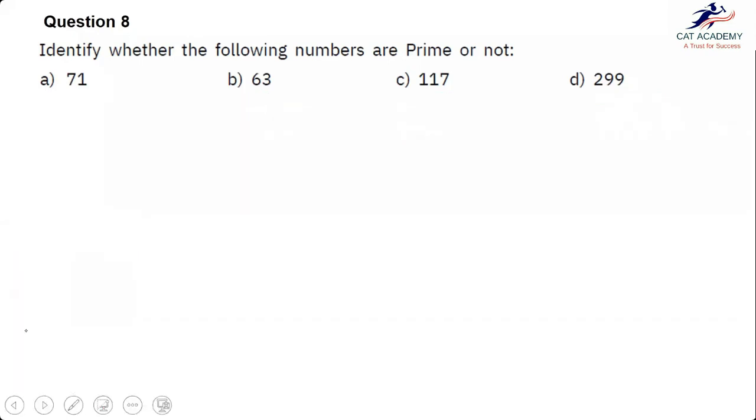Pushkar, tables till at least 20. At least. If you can do more than that, that's good, but at least till 20 it should be learned. Squares at least till 30 and cubes at least till 10.